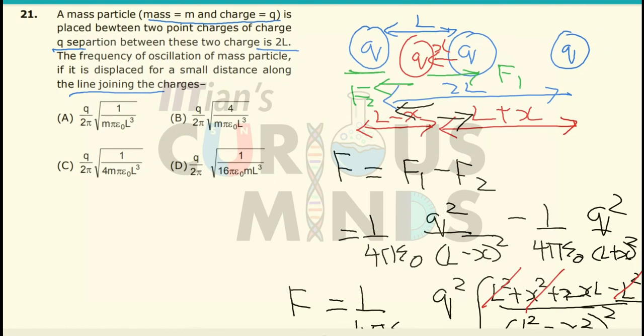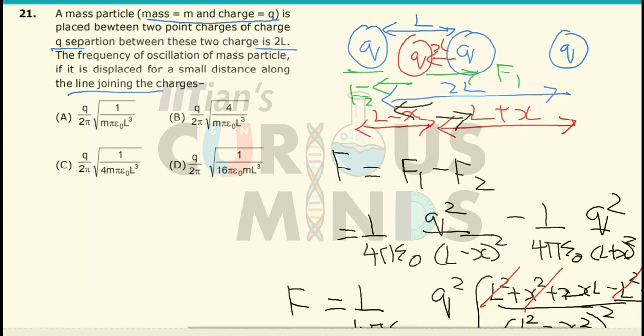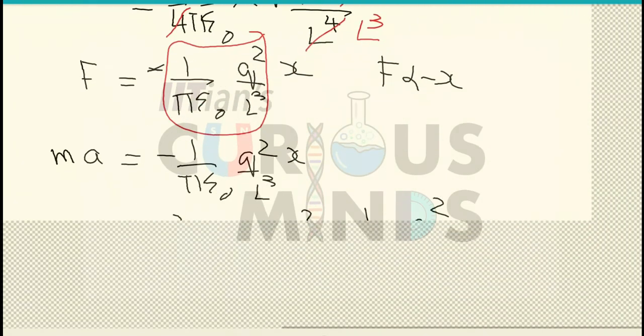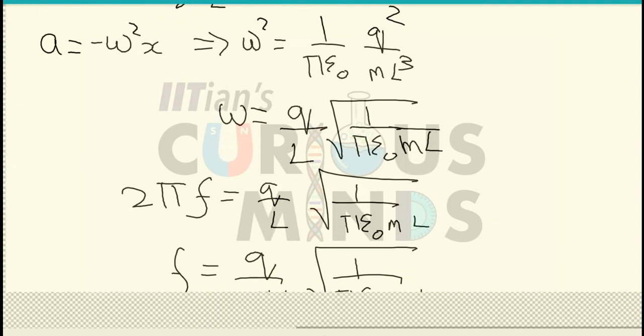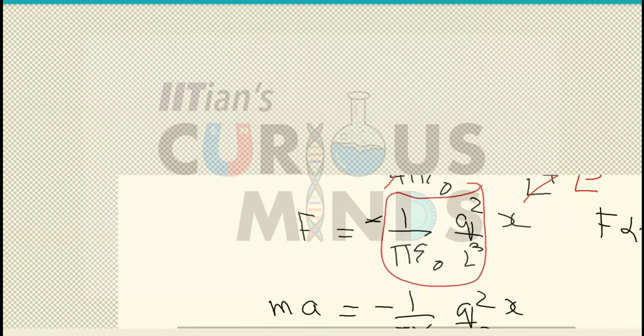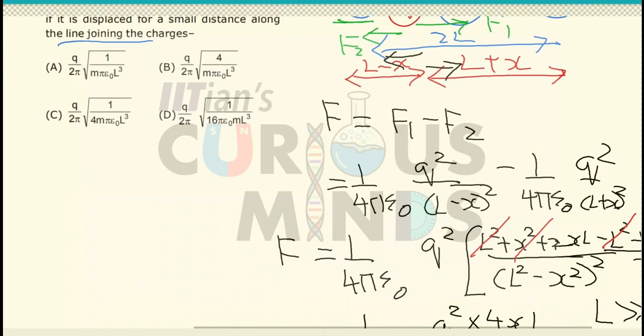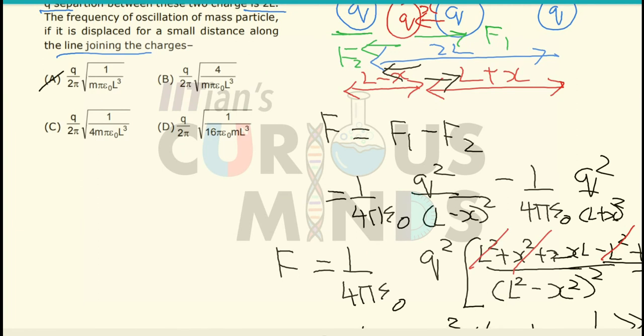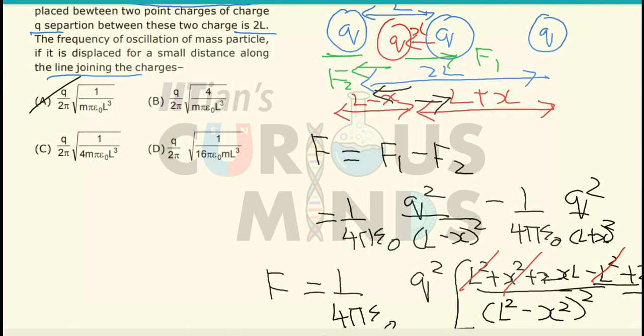When I check the answers, it will be equal to q divided by 2 pi, with epsilon naught and m L cube inside the root, since they have taken L inside the root. The only difference over here is the value of m and everything inside the root. Since there is no number inside the root, the correct answer over here would be option A.